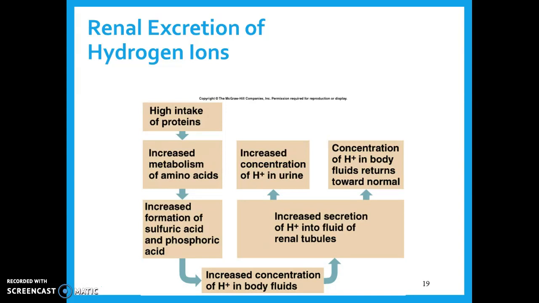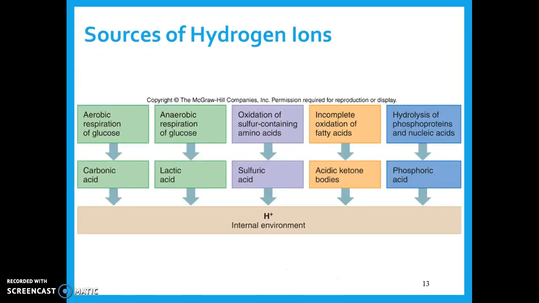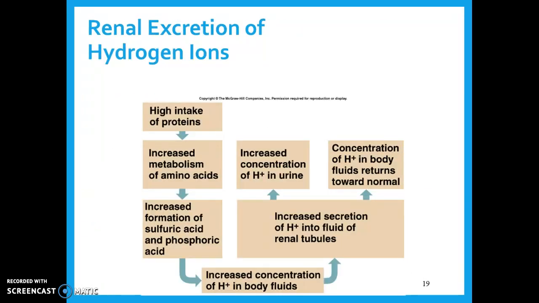One of the ways that we can have hydrogen ions in our blood is when we break down proteins, it releases hydrogen ions. We mentioned that a couple slides ago when we were talking about where the hydrogen comes from. When we break down certain amino acids, that causes sulfuric acid, which can give hydrogen ions in our blood. So if we take in too much protein in our diet, increased metabolism of amino acids is going to cause an increased formation of sulfuric acid and phosphoric acid. So by breaking down and digesting proteins, we're adding acid to our blood.